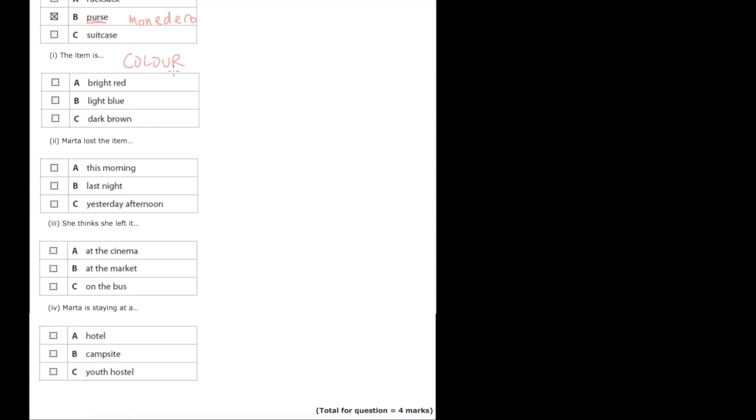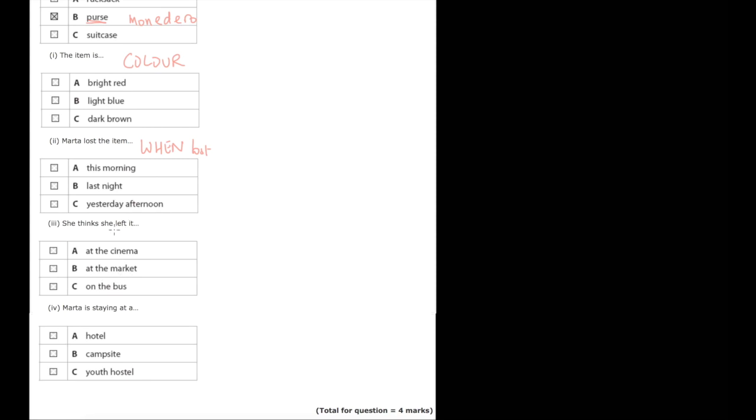Okay, so I'm going to write down here "color", so that while I'm listening to the recording, I don't have to read the question again, and in order to remind myself that I'm after a color. The next one, Marta lost the item this morning, last night, or yesterday afternoon. Okay, so I'm going to write something like "when", or "when lost".